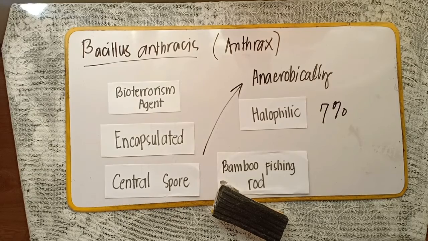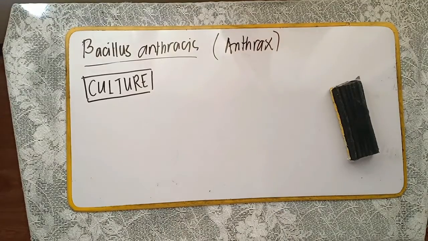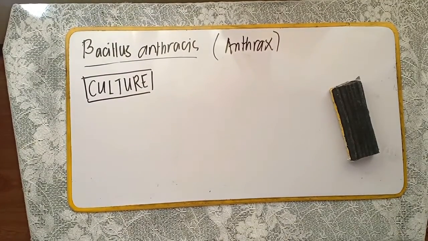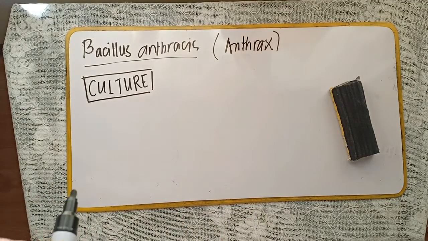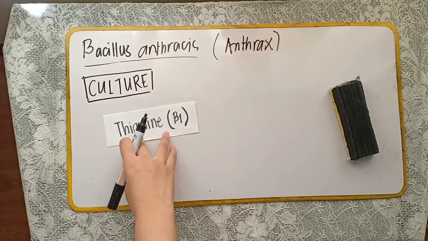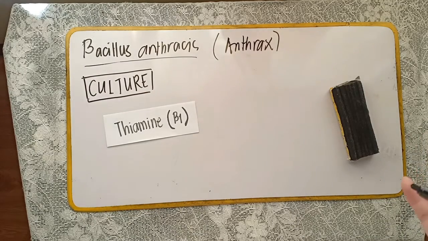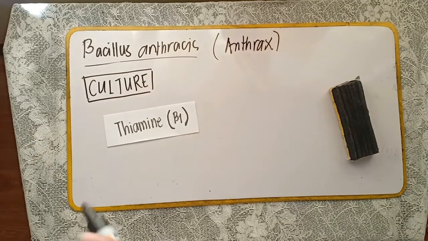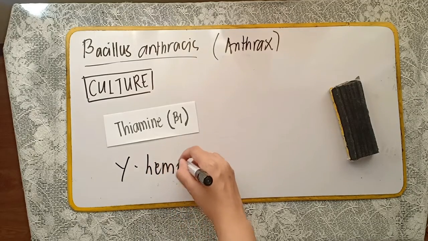Also, these bacteria, they can also grow in a low pH, acidic environment, and they are also considered as lecithinase producers. Now, when it comes to cultural characteristics of Bacillus anthracis, we have this what we call vitamin B1, also known as your thiamine. Thiamine is an important growth factor for Bacillus anthracis. Okay, now these organisms can be cultured in blood agar plate, and they are considered as non-hemolytic. Non-hemolytic sa blood agar plate natin.